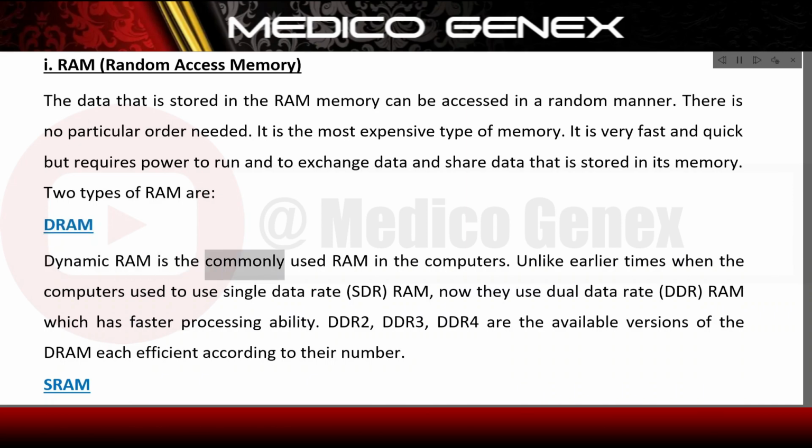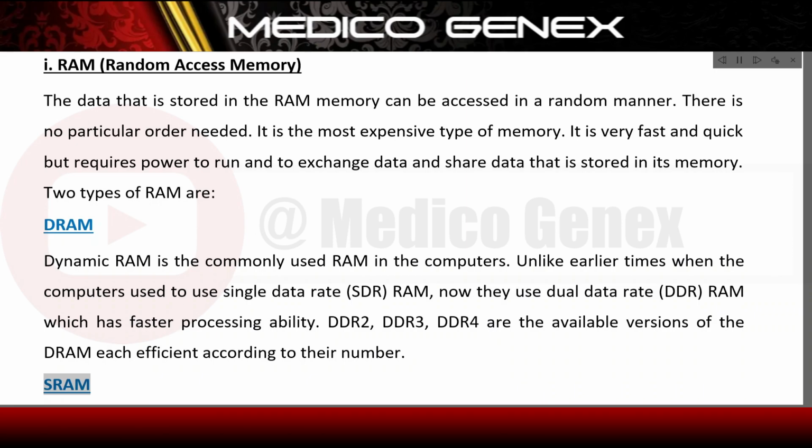Dynamic RAM is the commonly used RAM in the computers. Unlike earlier times when the computers used to use single data rate, SDR, RAM, now they use dual data rate, DDR, RAM, which has faster processing ability. DDR2, DDR3, DDR4 are the available versions of the DRAM, each efficient according to their number.